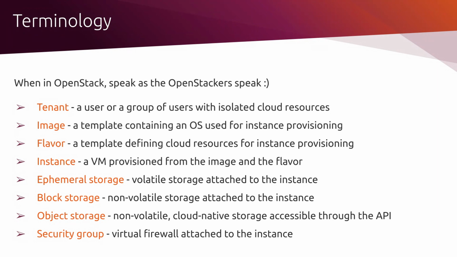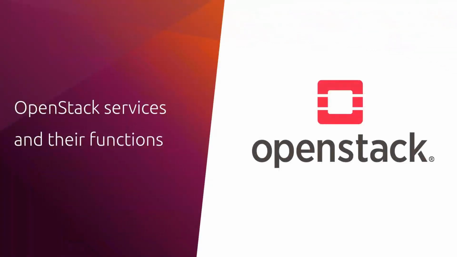An image and a flavor are templates used for the instance provisioning process, whereas an instance is just a virtual machine provisioned from the image and the flavor. By default, instances have an ephemeral storage attached, which is a volatile storage attached to the instance. But you can also create block storage devices, which are again attached to the instance but are non-volatile. And object storage is a cloud-native, non-volatile storage that's accessible through the APIs, so it's more available for applications. And last but not least, a security group is a virtual firewall attached to the instance.